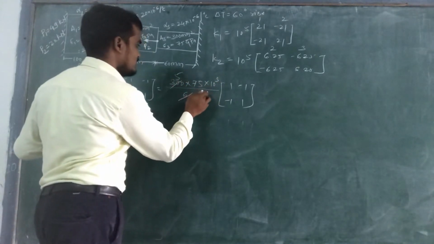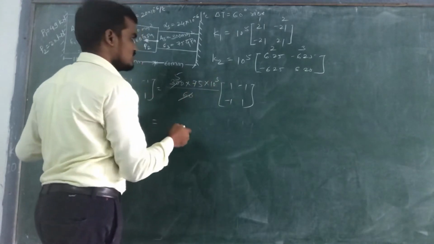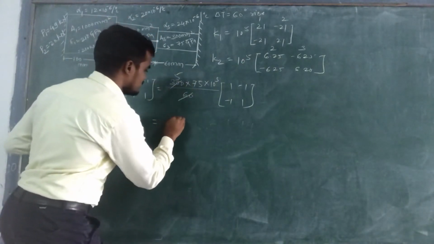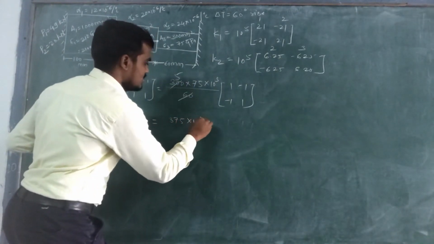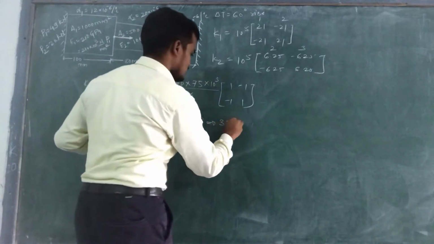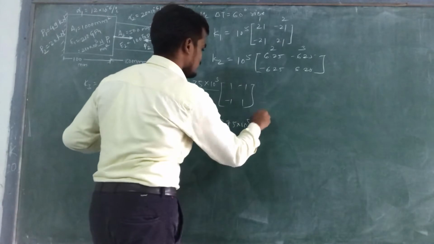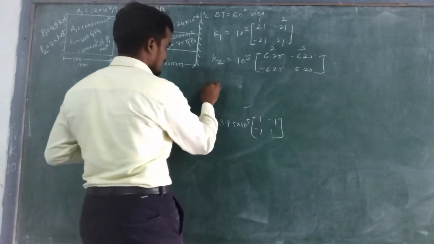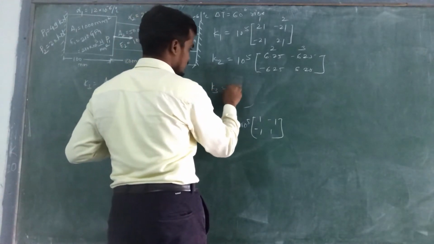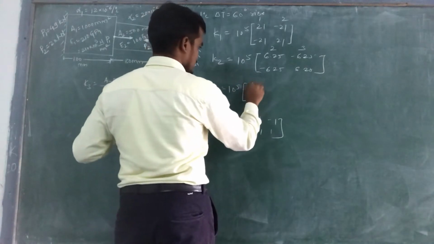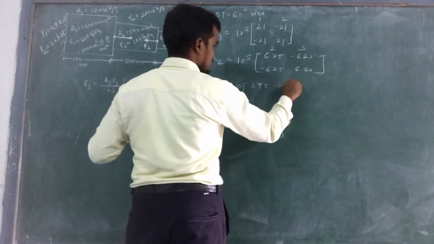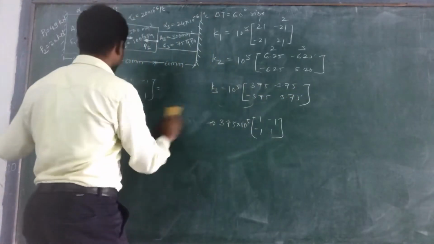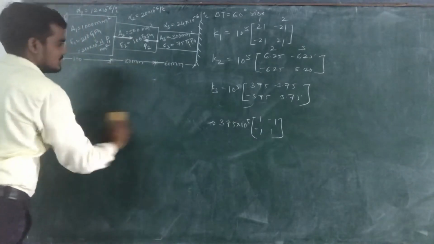So actually we need to convert this into 10 raised to power 5 also, because we have taken 10 raised to power 5 as a common. So 5 into 75 it will become 375 into 10 raised to power 3. It means 3.75 into 10 raised to power 5 into 1 minus 1 minus 1 1. So finally K3 will become equal to 10 raised to power 5 in bracket 3.75 minus 3.75 minus 3.75 3.75. Okay. In this way you will get K3 also.